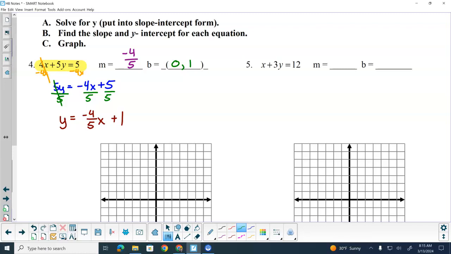Will, where is the plot for our y-intercept of 0, 1? Up 1 from the origin? Yep. Up 1 from the origin, we put a dot right there. Love it. If my slope is negative 4/5, give me 2 directions and 2 numbers to get my next point.